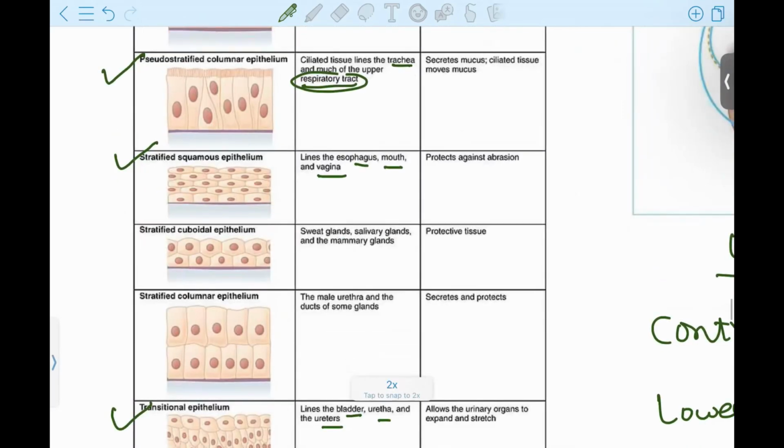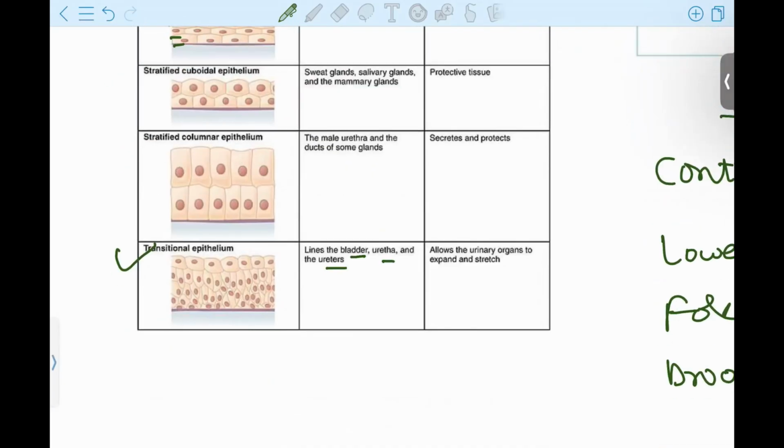Next, stratified squamous epithelium is the multiple layer structure, right? Your esophagus, mouth, vagina, all will consist of the stratified squamous epithelium. And the keratinized and non-keratinized will be differentiated separately. Next, coming to another one, that is your transitional epithelium. Where is it present? Your bladder, urethra, ureters, all these structures will consist of the transitional epithelium.